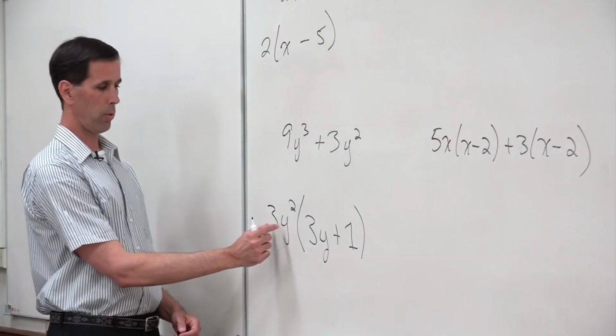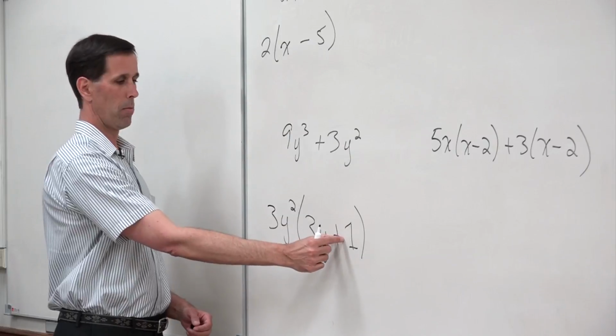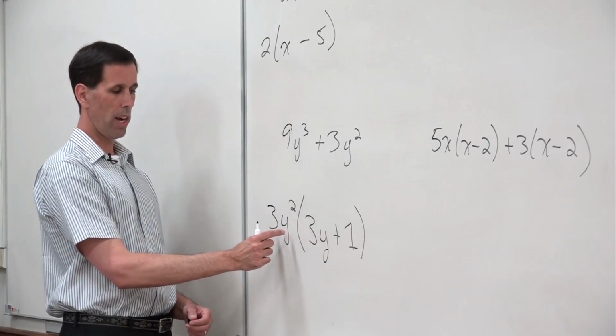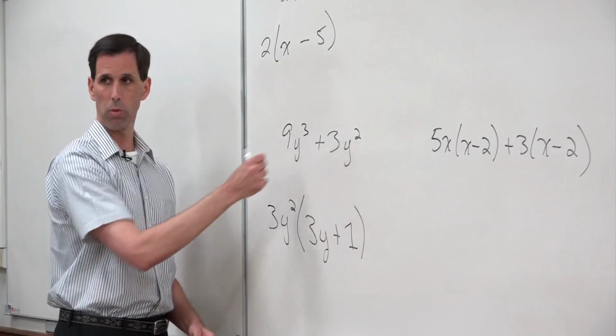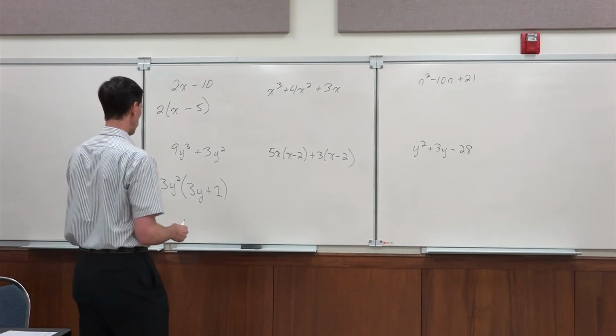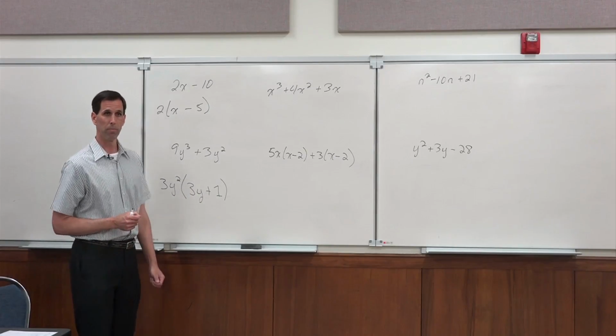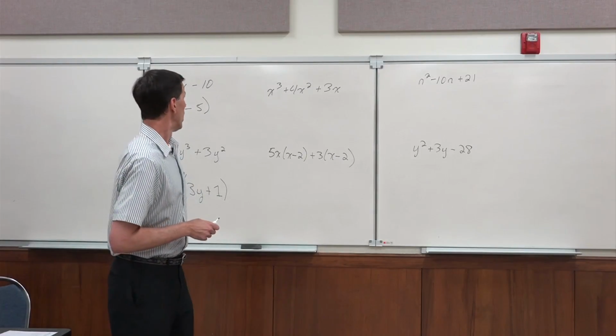So if we check it again, 3 times 3 here would give us 9. Y squared times y would give us y cubed. Plus, we have to have this 1 here, so when we check it, 3y squared times 1 would give us the 3y squared we had back in our original polynomial. But that is truly fully factored again, because if you look in your parentheses here, you have nothing else to take out other than a 1.